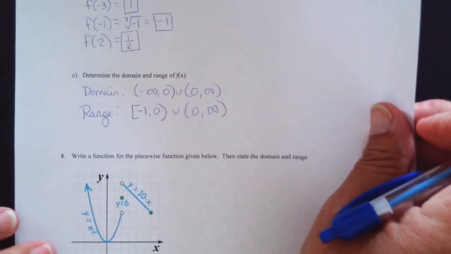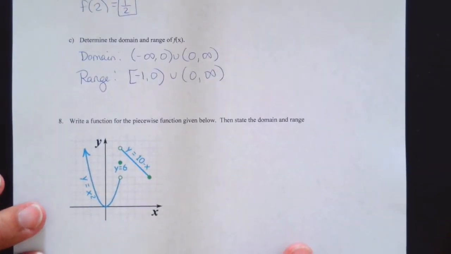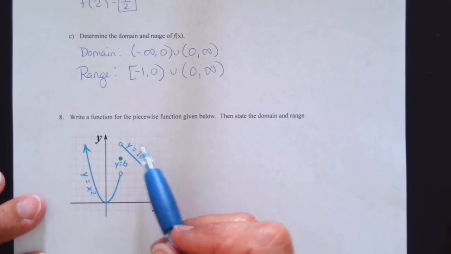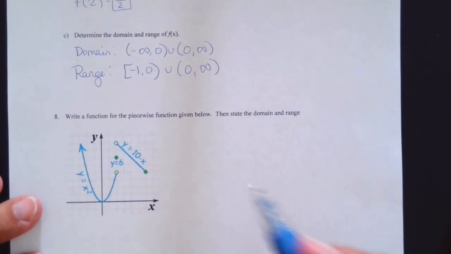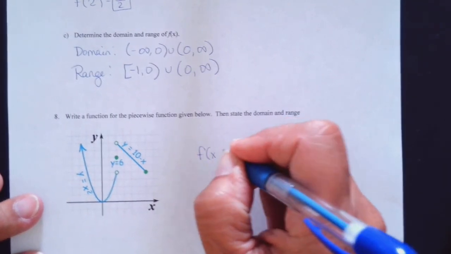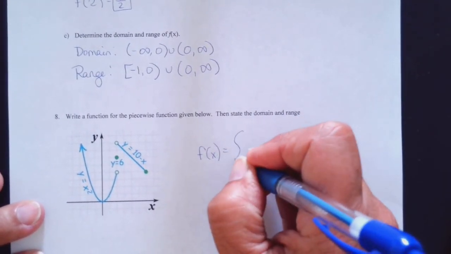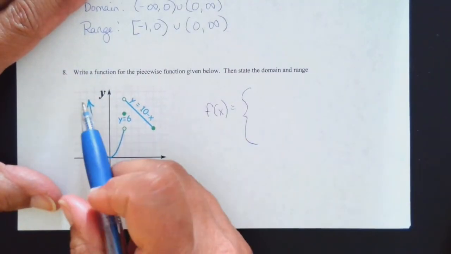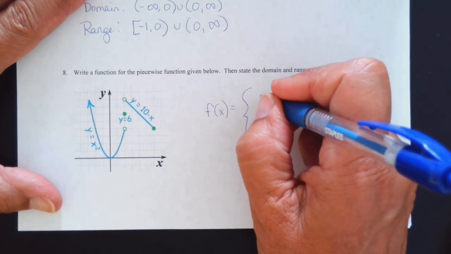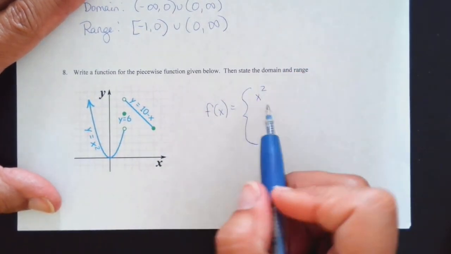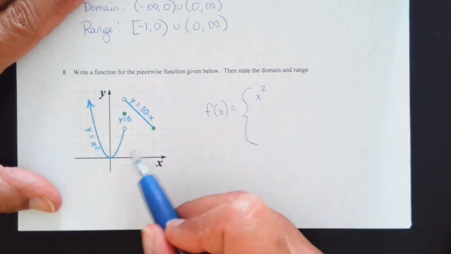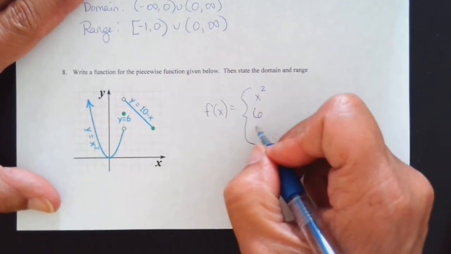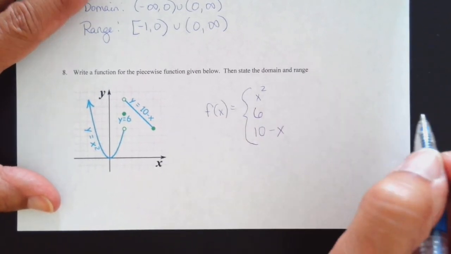All right, number 8. Write a function for the piecewise function below, then state the domain and the range. All right, well, they're giving you these equations just to help you out. So let's see if we can write it. So we know we got 3 equations, so we would have space for 3 things. And always start on the left. So we're going to start with x squared. And you don't have to write y equals, because remember, this is the y equals. So you're just writing what's on the right side of those equal signs. Then we're going to do 6, and then we're going to do 10 minus x. So they're giving us those, right?